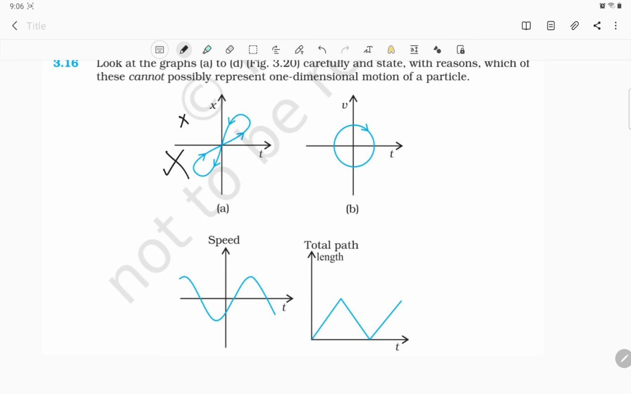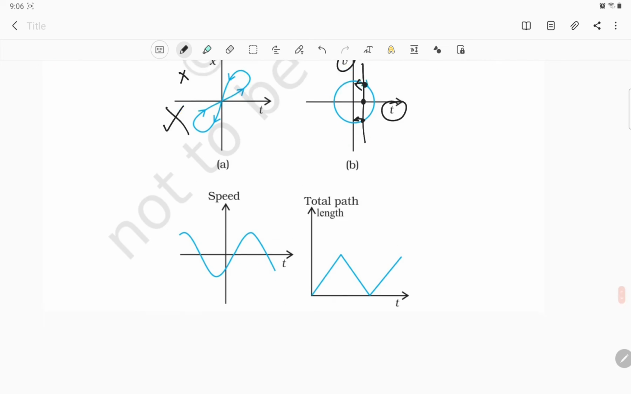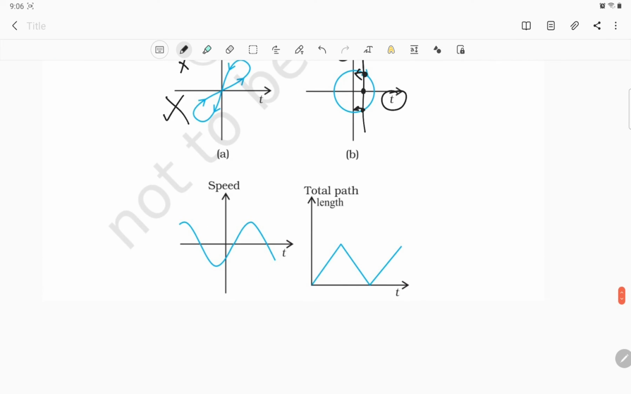What about the second graph? Again, the same argument. This is v versus t, speed versus time. At a particular time, you can see that the particle has two different speeds, which is not possible at all. And look at the third graph. In the third graph, you have speed on the negative axis. Speed cannot be negative. Speed can be positive or 0, but it cannot be negative. Therefore, the third graph is also not possible.